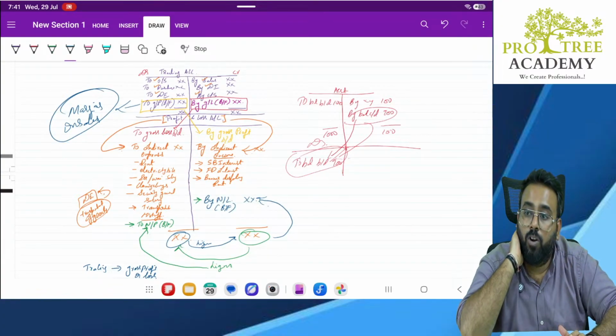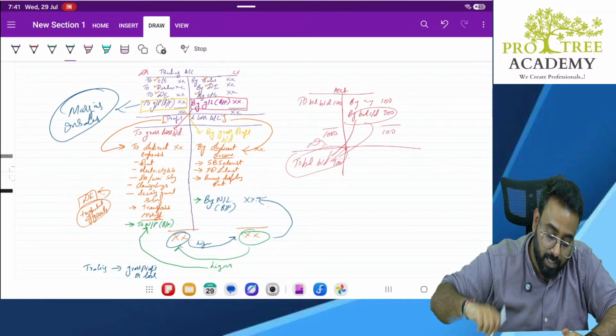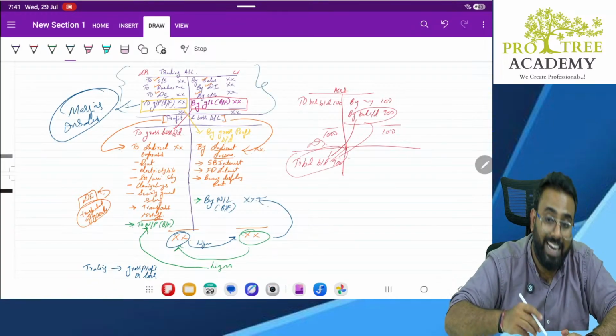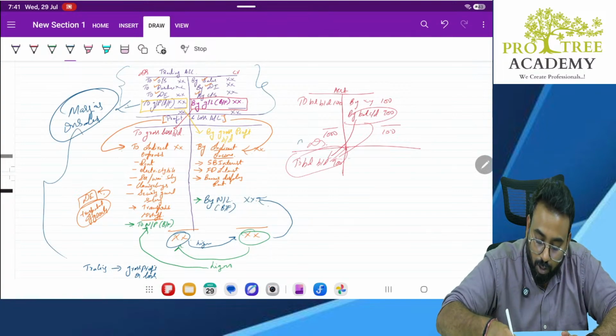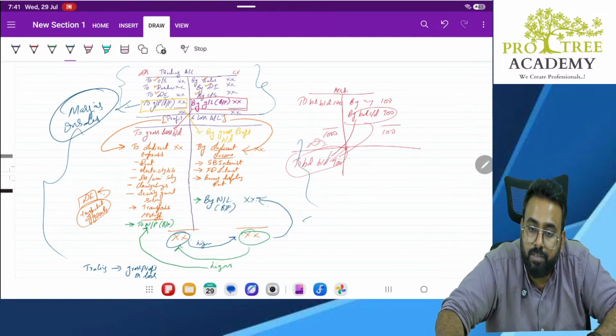Overall profit or loss from the business. This is profit or loss from your trading activities or selling activities. This is profit or loss from your overall business. Am I clear? Everybody? Any doubts on this?